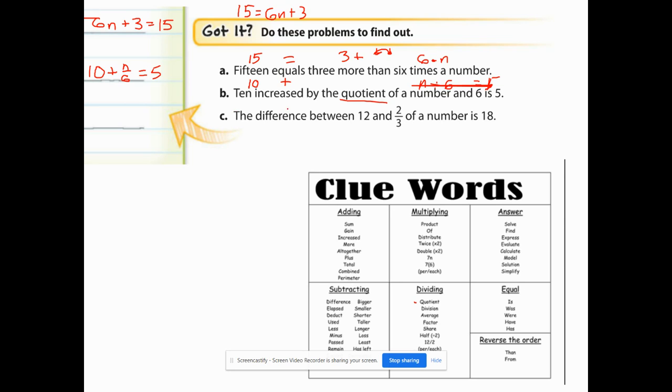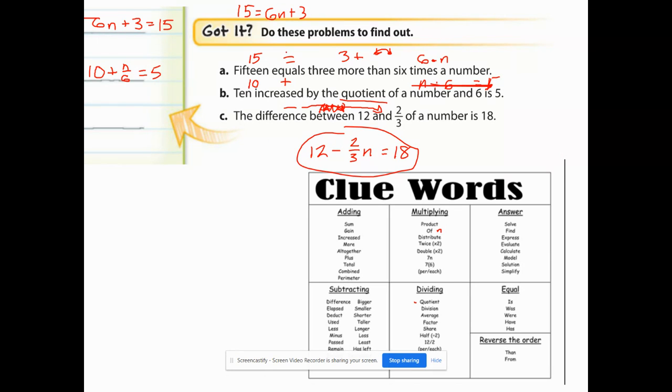The difference between, so that means minus, and between means my flip. 12, oh no, between is not a flip, my apologies. Difference between means I'm going to put this minus between the next two numbers. 12 and 2/3 of a number. Remember, of means multiply. Okay, so 12 minus 2/3 n equals 18. Awesome. I hope we're doing okay with this.